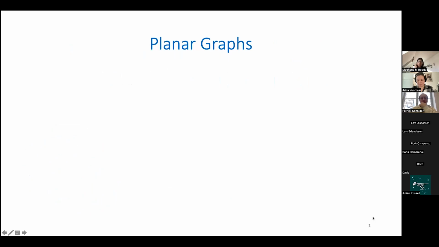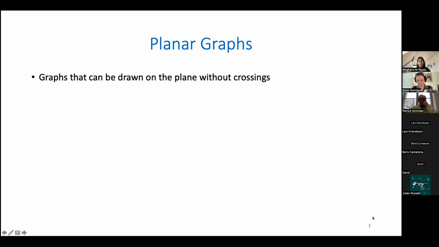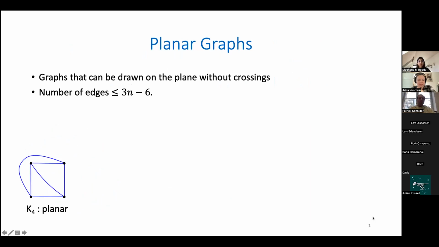So what are planar graphs? Planar graphs are graphs that can be drawn on the plane such that the drawing has no crossings. For example, K4, the complete graph on 4 vertices, is planar because you can draw it this way. A very well-known classical result is that every planar graph has at most 3n minus 6 edges. Now we also have the concept of maximal planar graphs.